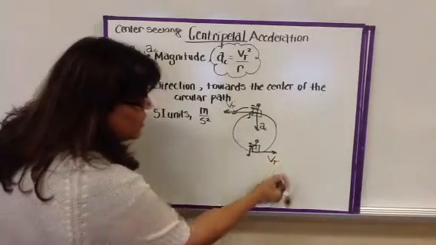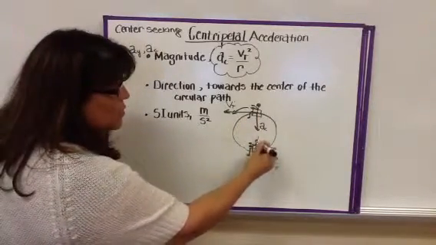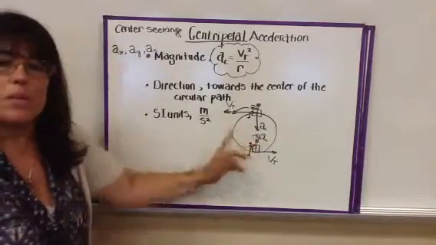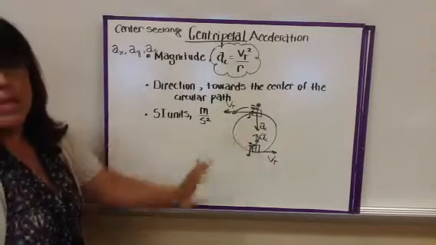Your tangential velocity is going that way because this is going around in a circle. Well, your acceleration is always towards the center. So now our centripetal acceleration will point upward. Okay, and we'll get in more detail later on.